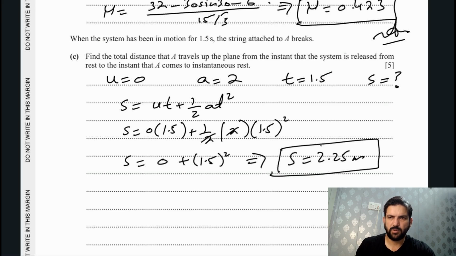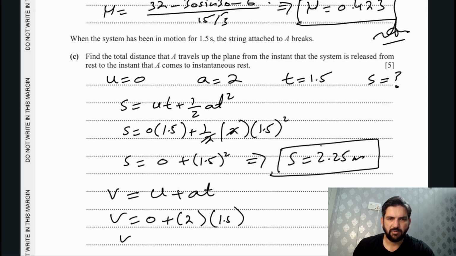Now the string breaks. So string breaks means that we can find the final velocity. When the string breaks, the final velocity will be v is equal to u plus at. So the final velocity will be 2 into the time 1.5, so v will be equal to 3 when the string breaks.